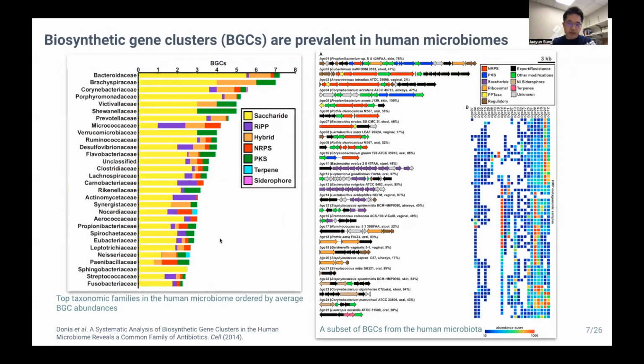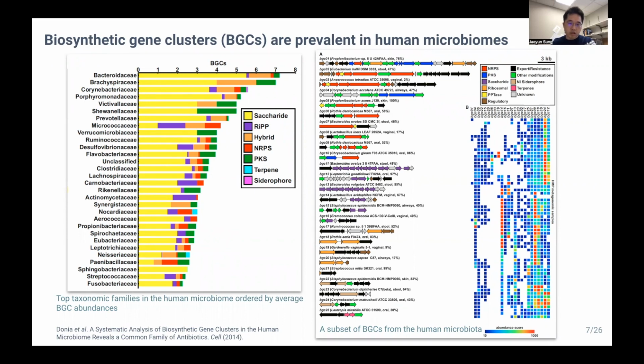What was really interesting to us is that BGCs have been discovered to exist quite prevalently in the human microbiome. This seminal work shown here by Mohammed Donia and Michael Fischbach a few years ago was able to predict putative BGCs in these taxonomic families here. And we're even able to detect BGCs made by these isolates here from the human microbiome, from HMP metagenomic samples.